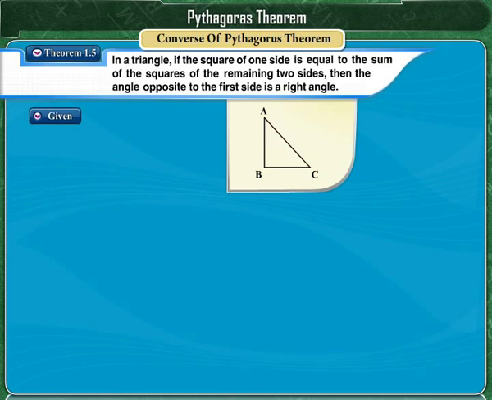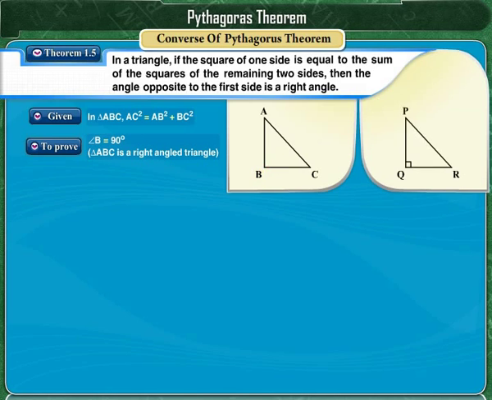It is given that in triangle ABC, AC squared is equal to AB squared plus BC squared. We have to prove that angle B is a right angle, or, in other words, triangle ABC is a right-angled triangle. Let us do a construction. Draw triangle PQR such that QR is equal to BC, PQ is equal to AB, and angle Q is equal to 90 degrees.